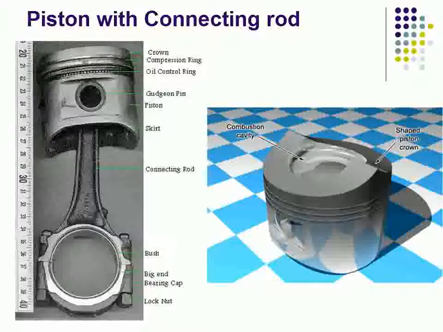Then there is gudgeon pin to which connecting rod is attached, and the bottom of the piston is known as skirt. You can see the connecting rod, and the bottom end of the connecting rod is known as the big end. On the right side you can see the picture of piston, the top view of a piston.